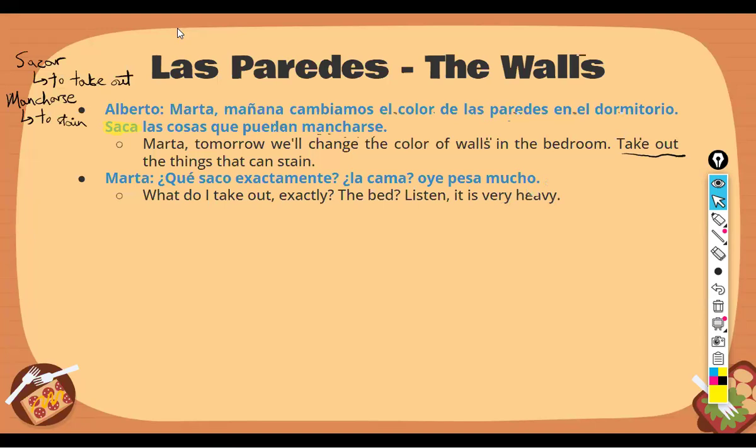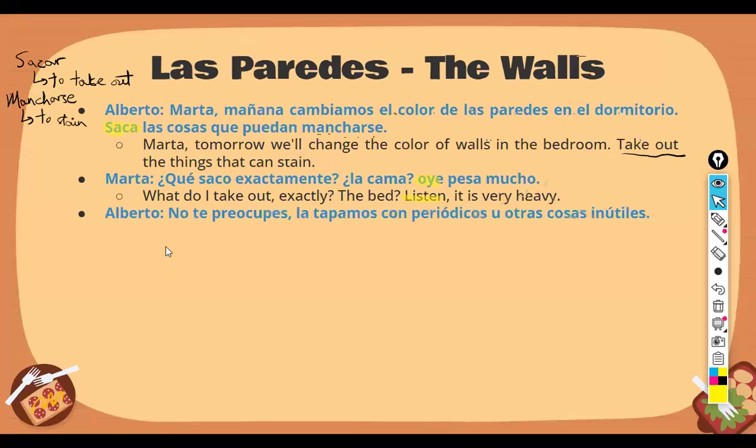When she says to him, listen, right? Oye, exactly, from oír. So here it is, right? Listen. Okay, so also an a to form, right? So the third person singular for saca and the third person singular for oye.